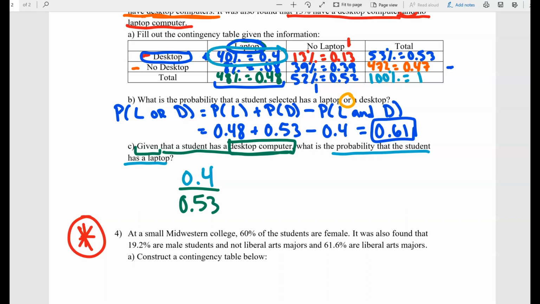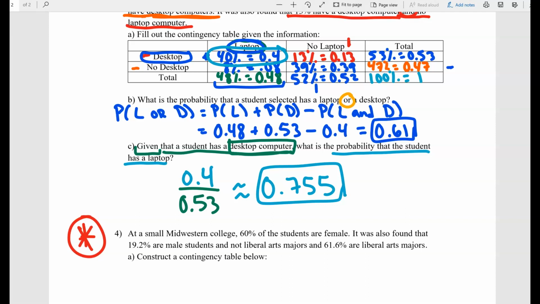Okay. All right, so what is this going to give me? So let's go ahead and put it in our calculator. 0.4 divided by 0.53. And let's round to 3 decimal places. So it's going to be 0.755, approximately. So let me just change this to approximately if you want to. Okay, so that's going to be the probability of that part.